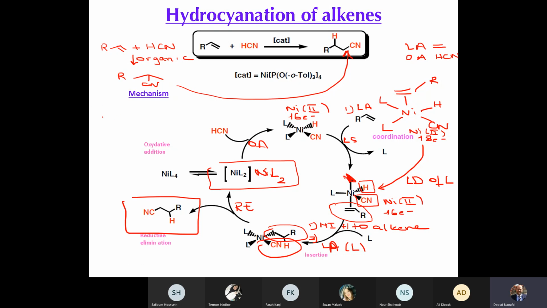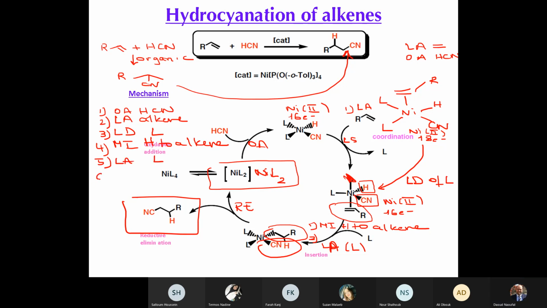So what are the steps? First, oxidative addition of HCN. Second, ligand addition of alkene. Third, ligand dissociation of L. Fourth, migratory insertion of Ni-H to alkene. Fifth, ligand addition of L. Sixth, which is the reductive elimination.